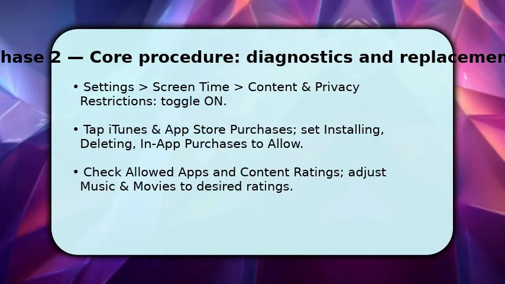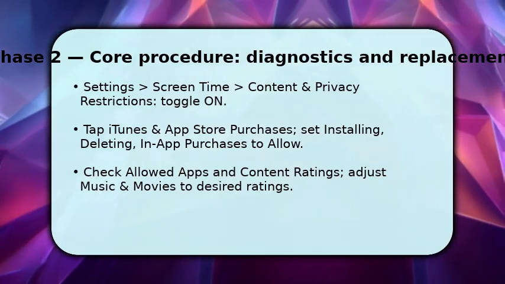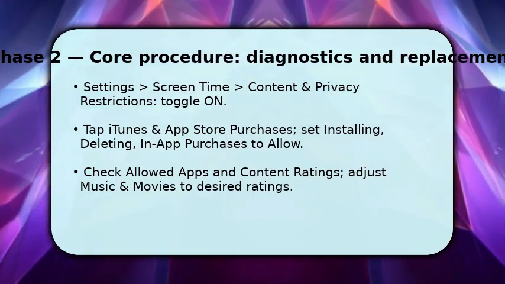Adjust music, movies, and TV ratings to match your preference. This can block explicit content if enabled. Make sure the App Store and iTunes Store are visible in allowed apps.